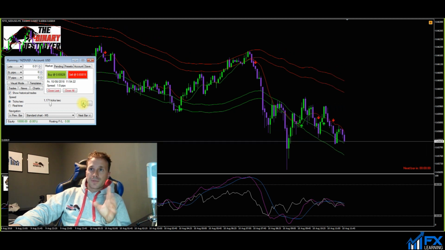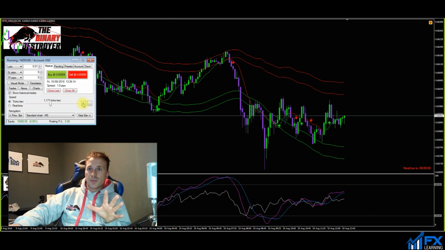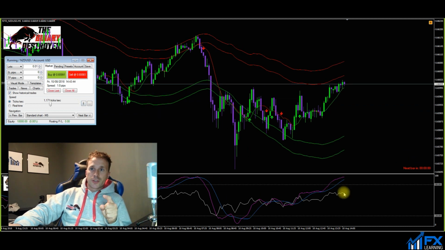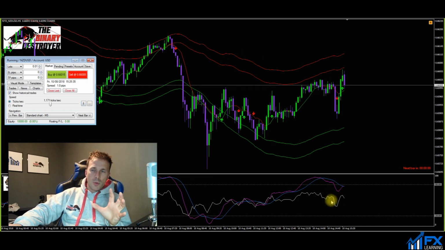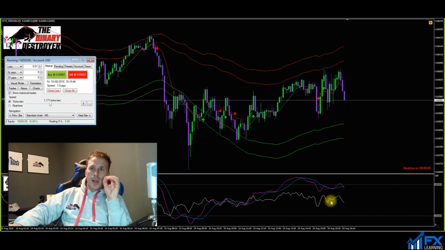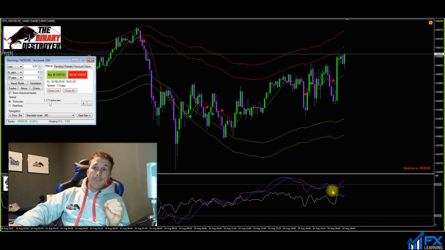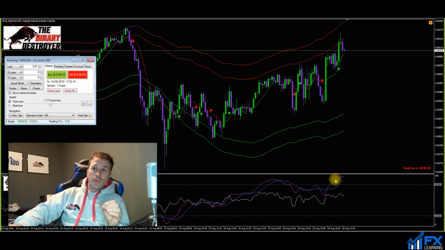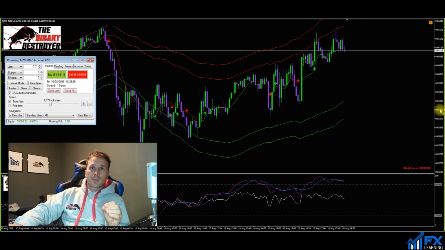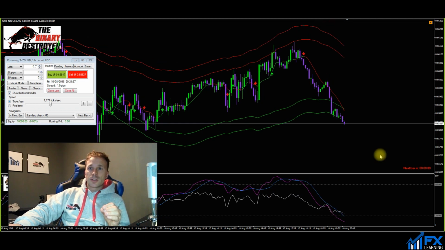Like I said, this is a 5-minute chart, so I'm looking for that initial crossover. When I'm trading the normal binary destroyer rules, I'm looking for both the RSI to go overbought and oversold. So I'm waiting for that to happen.